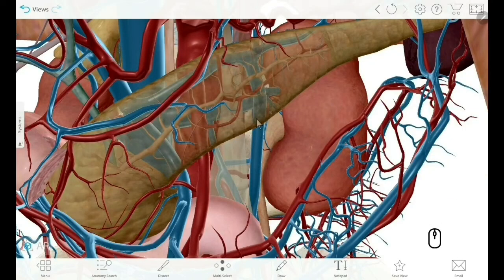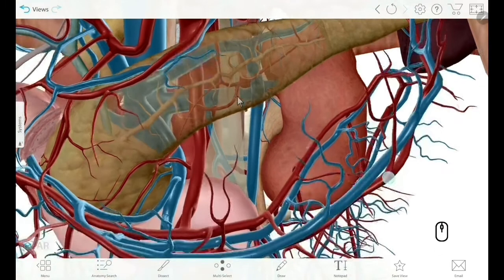Now let's see the relations of the posterior surface of the body of the pancreas. So in order to appreciate the structures which are situated posterior to the body of the pancreas, I have faded it. So behind the body of the pancreas, we can see this artery. So this artery is the superior mesenteric artery. So the superior mesenteric artery is present along the posterior surface of the body of the pancreas.